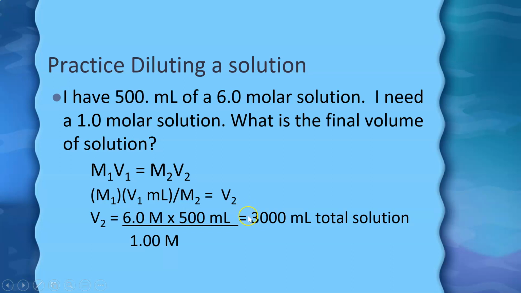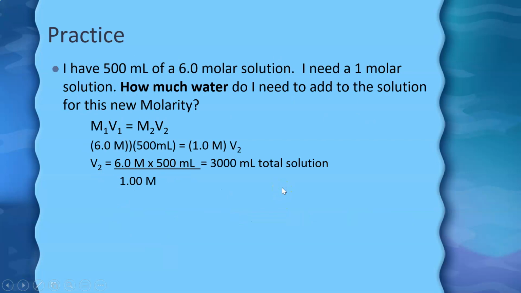Let's take a moment to look at that total solution volume. What if I ask this a slightly different way? I have 500 milliliters of a 6 molar solution. I need a 1 molar solution. How much water do I need to add to make this 1 molar? Well, I've still got exactly the same problem. I'm going to write it, solve it, math it. I have 3,000 milliliters of total solution. But here's the thing. Do I need to add 3,000 milliliters of water?